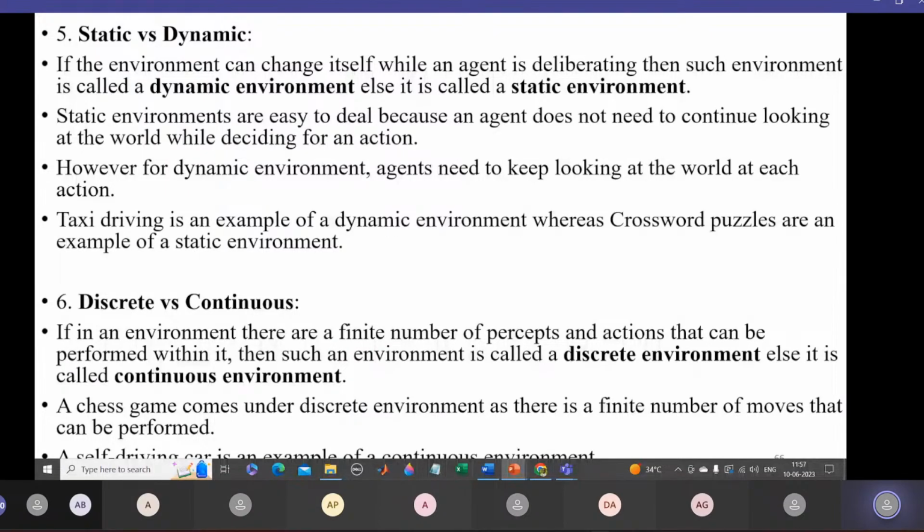Okay. And next is discrete versus continuous. When you have a finite number of percepts and actions, then it is called discrete. Otherwise, it is called continuous. So the chess game comes under discrete because it has a finite number of moves, but self-driving is a continuous one.